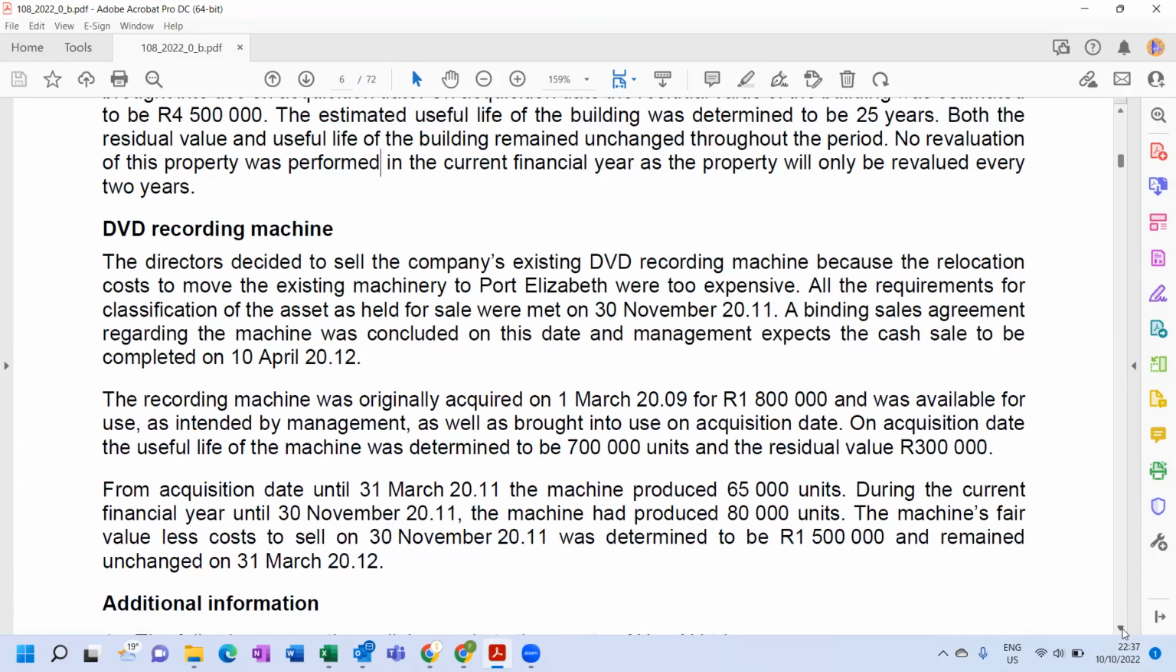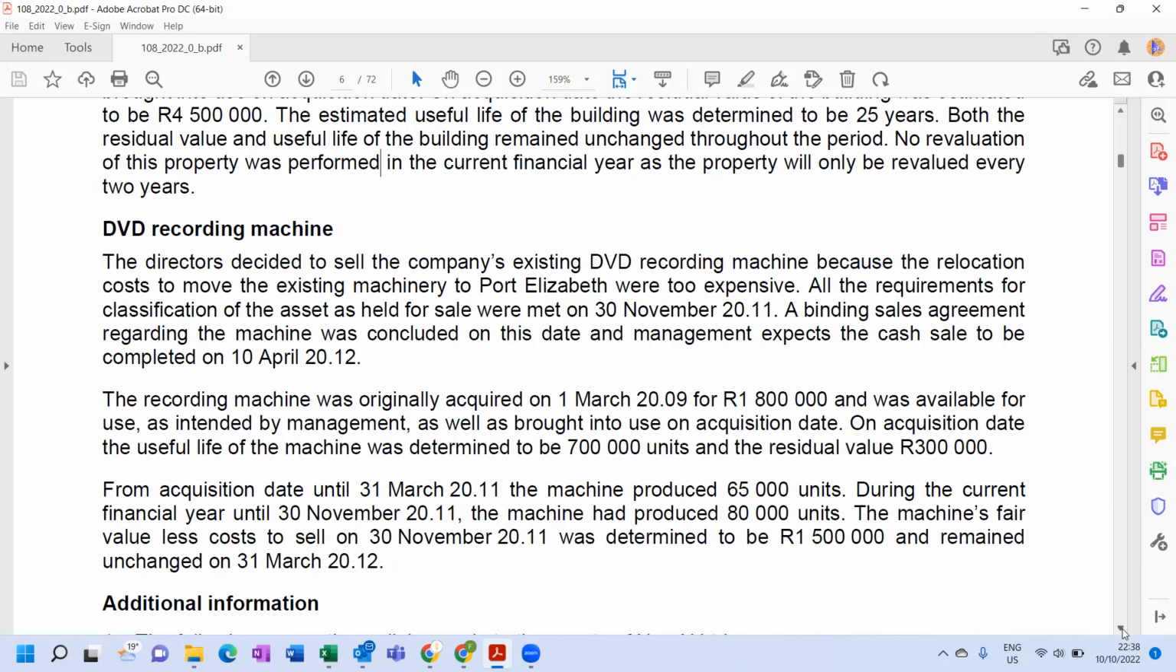They say the directors decided to sell the company's existing DVD recording machine because the relocation costs to move the existing machinery to Port Elizabeth were too expensive. All the requirements for the classification of the asset as held for sale were met on 30th November 2011. So on 30th November 2011, the criteria for a non-current asset held for sale were met. That means at 30th November, this machine can no longer be classified as PPE. It needs to be taken out of PPE and transferred to non-current assets held for sale.